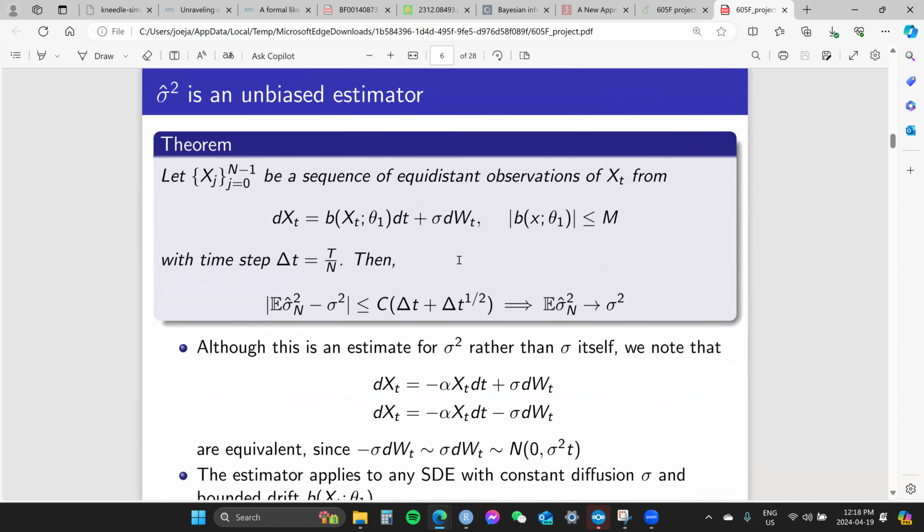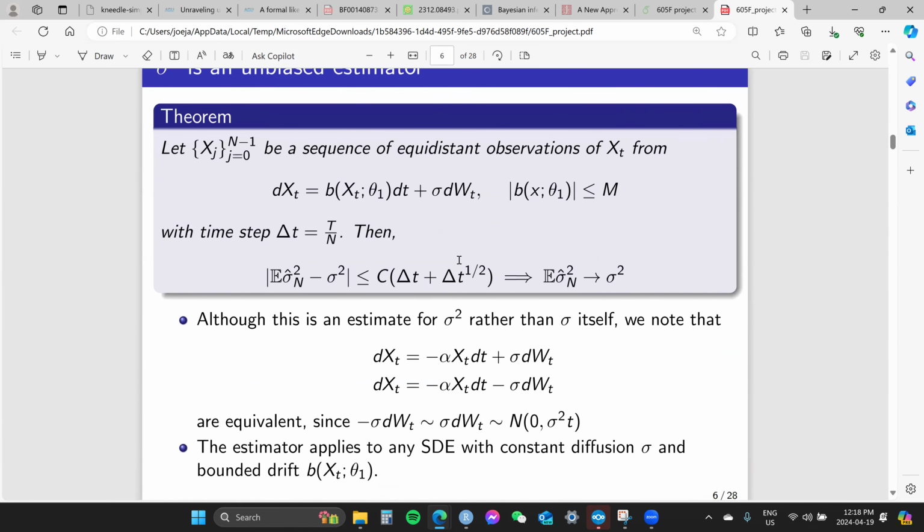It's actually even stronger than this. It's a consistent estimator. It converges almost surely even. But this one's easier to prove. You can show this one by direct analysis. What this says is that the expectation of the estimator will converge to the true value, sigma squared, as long as your number of observations goes to infinity for a fixed time period. What that corresponds to is just shrinking your granularity to 0.